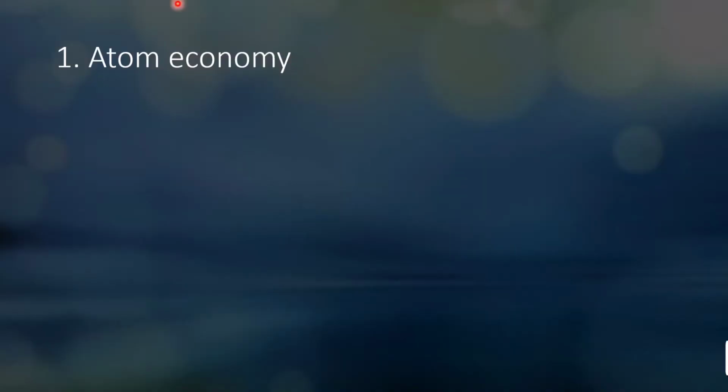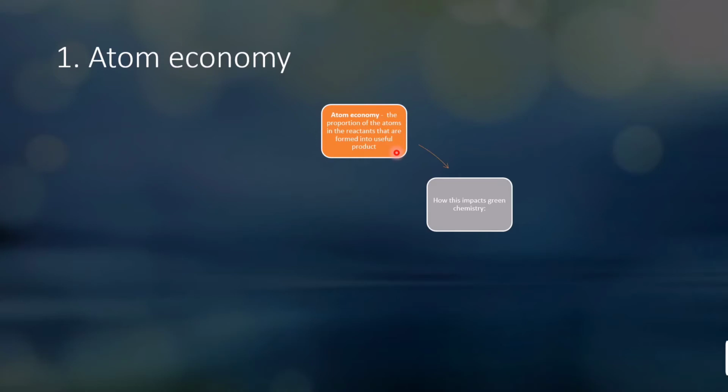So the first principle of green chemistry is atom economy, and this is the proportion of the atoms in the reactants that are formed into useful products. This is how many of the atoms in our reactants actually form our useful product and how much goes to waste. So how does this impact our green chemistry?